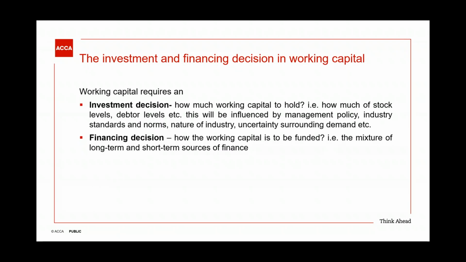Now, when it comes to working capital, there can be an investment decision and a financing decision. The investment decision looks at how much working capital we need to hold at any point in time, like how much stock and how many debtors we need to have in place. It's mainly a function of the industry, the type of business, and the levels of technology you're using. For example, if a company is using something like JIT, you don't need to hold high levels of inventory because it's a smoother system of operating.